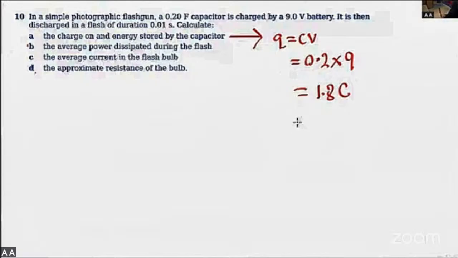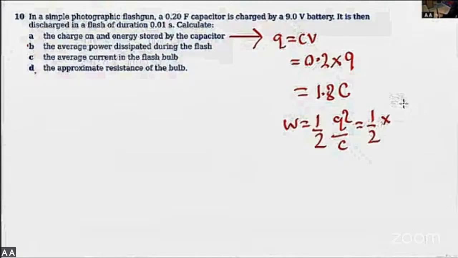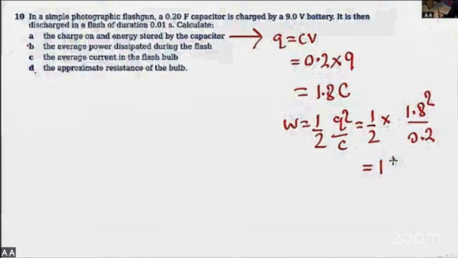To find the energy, we can use W equals half Q squared over C. Then half, Q squared means 1.8 squared over C, C means 0.2 farad. Then it is 16.2 joule. That is the energy.